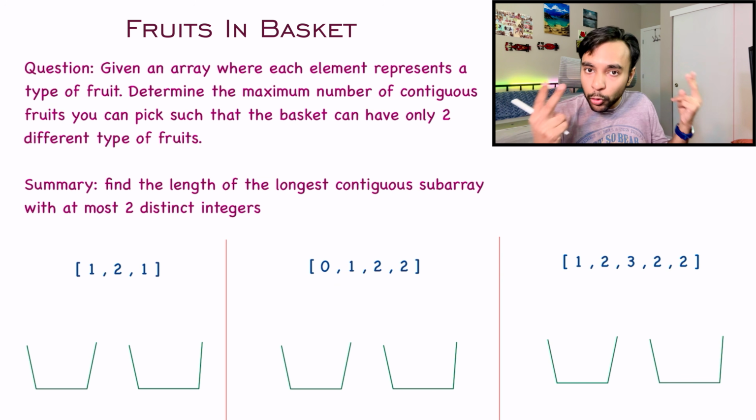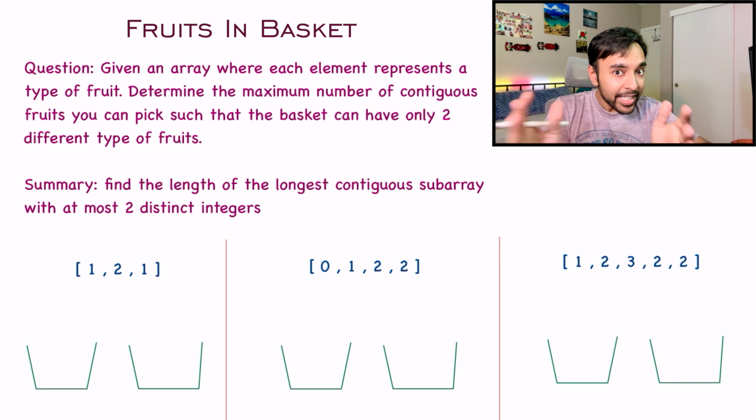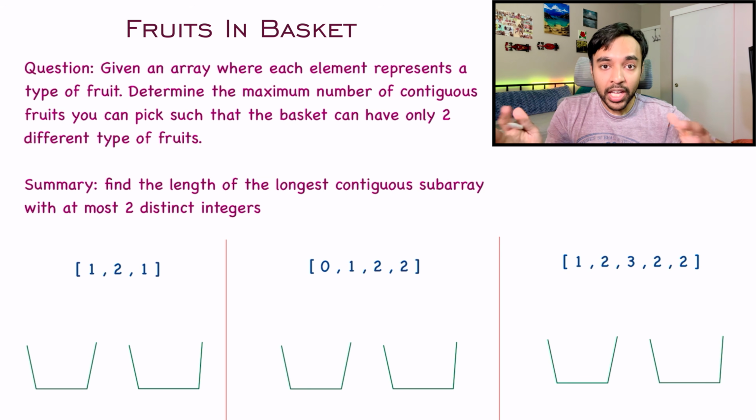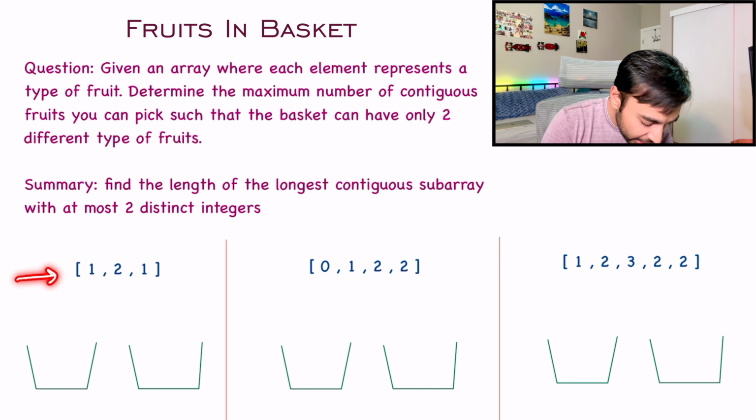Now, you are given 2 baskets and you have to pick the maximum number of fruits possible, such that when you are picking, these fruits should be contiguous. So how does that work out? Let us look at the first test case and look at an example.